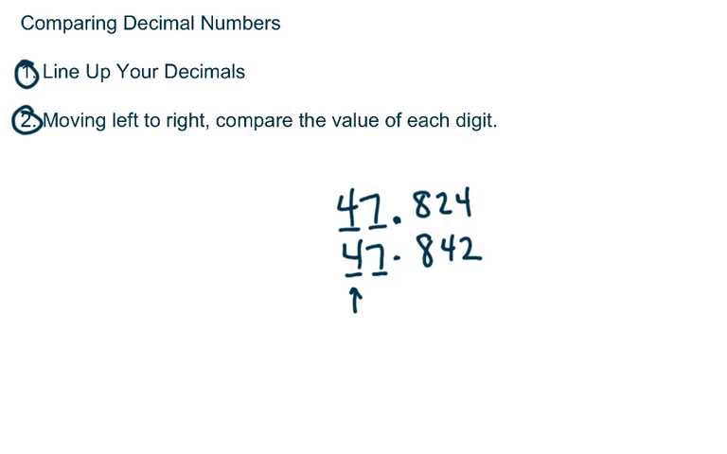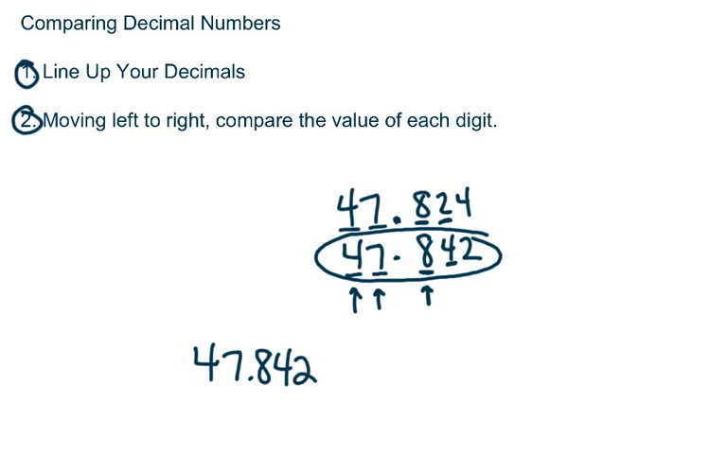We have a 4 and a 4. 4 and 4 are equal, so we're going to move to the next place, the ones. 7 and 7 are equal. So we're going to move to the next place. We have an 8 and an 8. Those are equal. And then we'll move to the next. We have a 2 and a 4. Which one's bigger, 4 or 2? Obviously the 4. So 47 and 842 thousandths is greater than 47 and 824 thousandths.